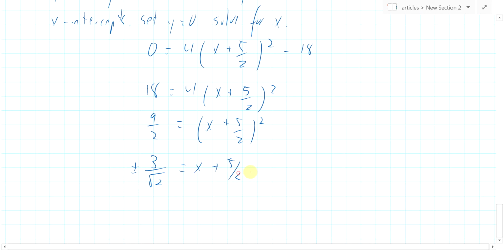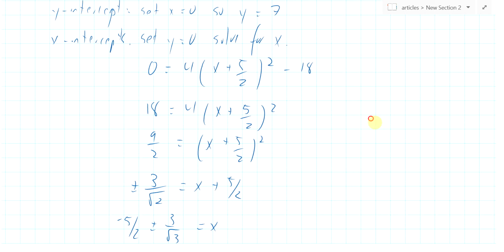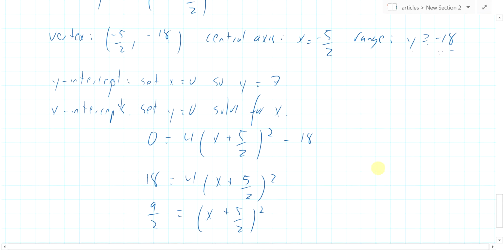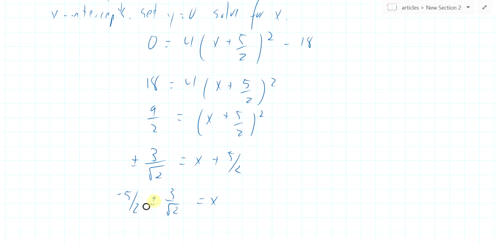X plus 5 over 2, and finally move the minus 5 halves to the other side. And as we saw before, that's a 3 over root 2. As we will see, the x-intercepts have to be symmetric with respect to the central axis. And so that's why we have a minus 5 halves there.